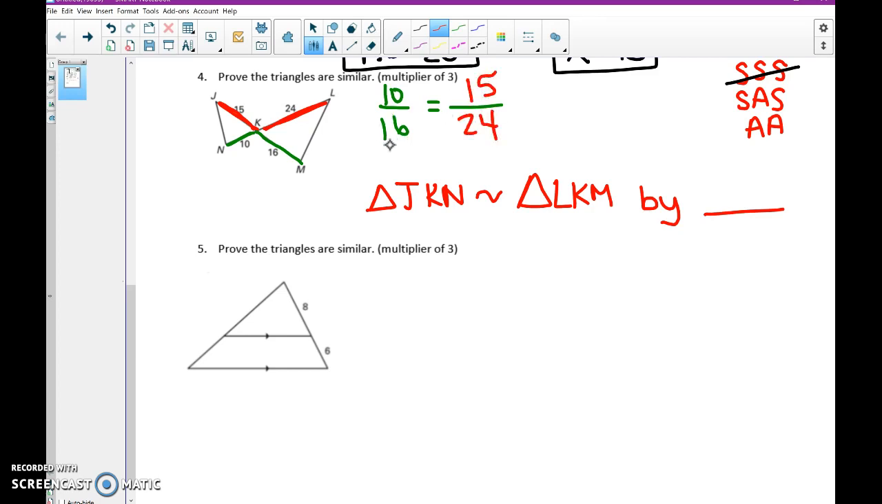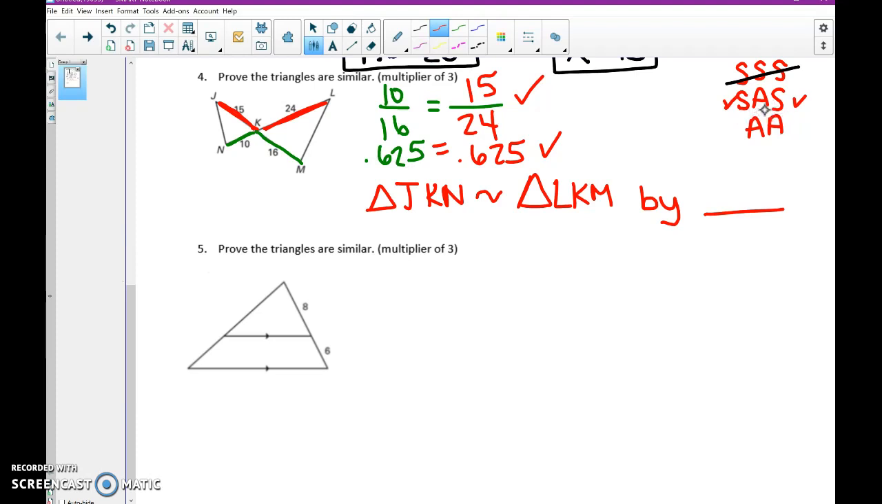Now you can either cross multiply or divide the numerator by the denominator. I prefer to do dividing because sometimes if you get all 3 sides, it gets a little crazy with the cross multiplying. So if I do 10 divided by 16, I get 0.625. If I get the same thing with this fraction, then that tells me that the sides are proportional. 15 divided by 24 is in fact 0.625. So I'm going to put a little check mark there, and that shows that the sides are proportional. I don't need to put a reason with it because that math is the reason. It's showing the sides are proportional.